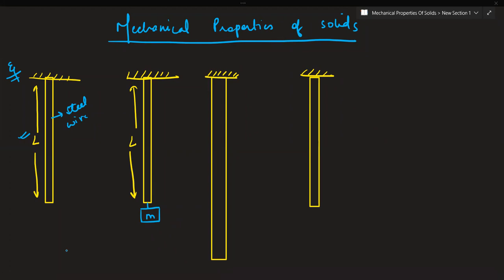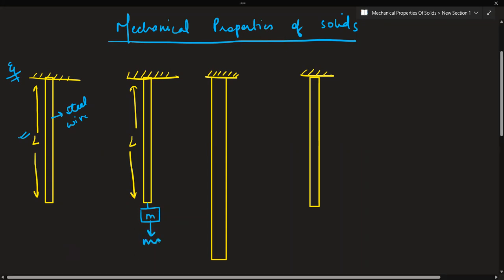Ma'am, at its free end, right? Yes, at its free end. Any downward force acting, if you are able to recall. M is the mass. In the downwards direction, mg will act. Now are you able to recall? Yes, gravitational force will act. F is equal to mg.